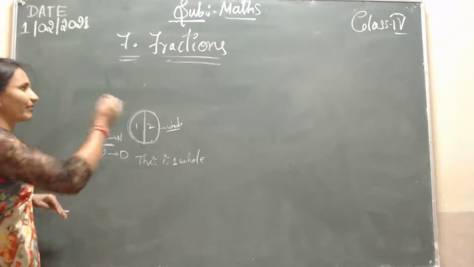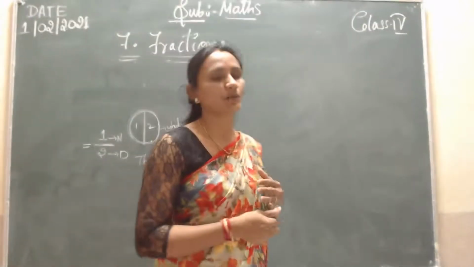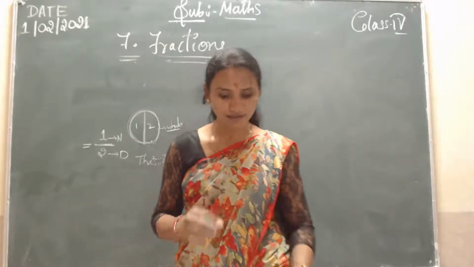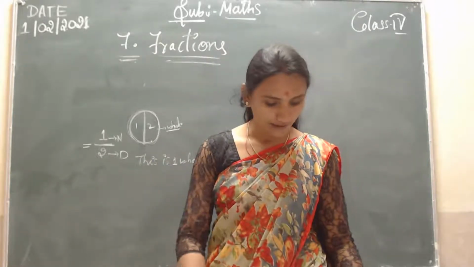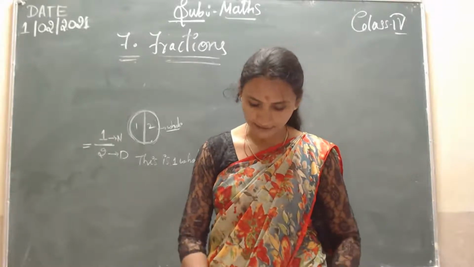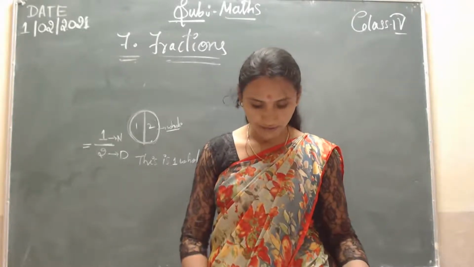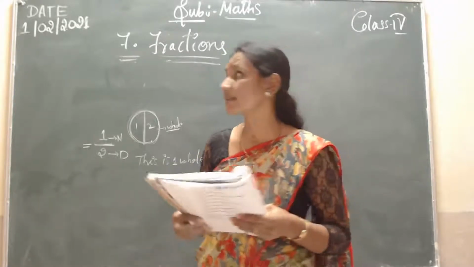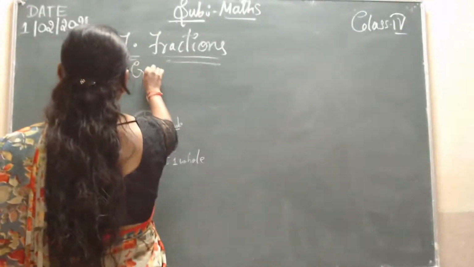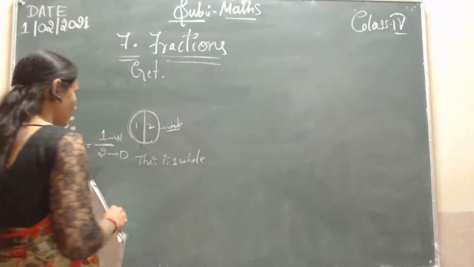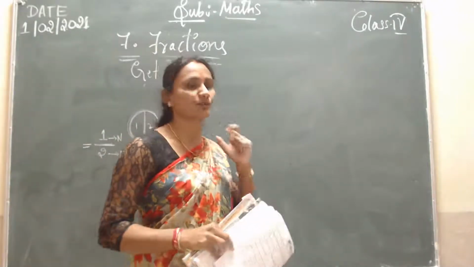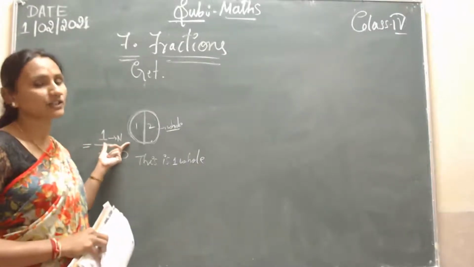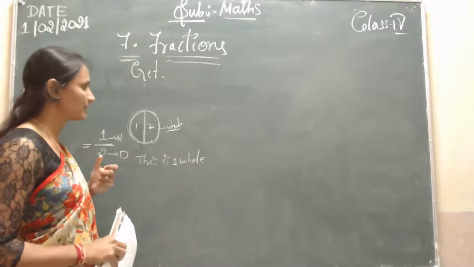In fractions there are two parts. Students, how many parts? There are two parts. So n is the numerator and d is the denominator. See, students. Just recall what I already told you: a fraction means only two parts, the numerator and the denominator. The upper part, in short form n, is the numerator, and d is the denominator, students.